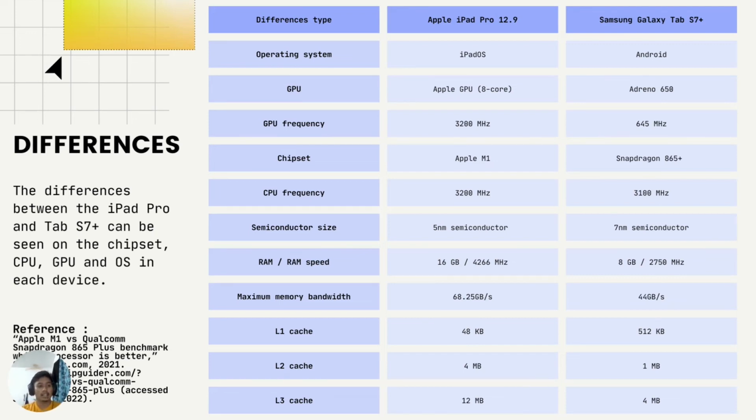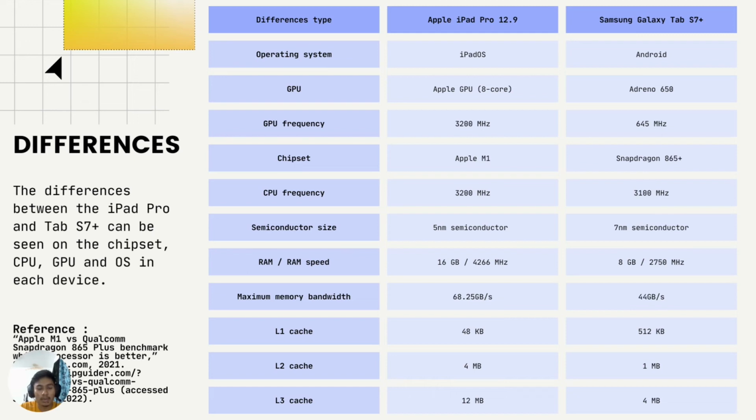So next, maximum memory bandwidth is the maximum rate at which data can be read from or stored into a semiconductor memory by the processor in gigabytes per second. The more memory bandwidth you have, the better the device is. So the maximum memory bandwidth for iPad is 68 gigabytes per second, while the Tab S7 Plus is only 44 GB per second. Lastly, the difference can be seen in terms of cache.